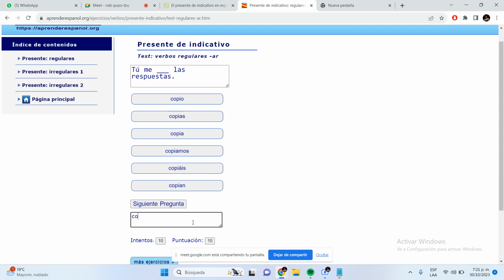Copiar. Like to copy, and like you copy my answers. So here I'm talking for tú. So it would be copias. Tú me copias las respuestas.